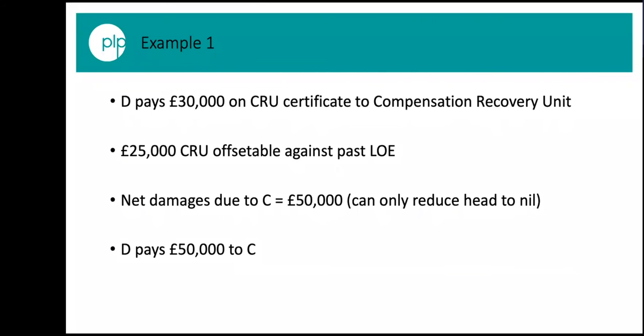So what happened? Well, we know that the defendant pays the £30,000 on the CRU certificate to the Compensation Recovery Unit. The next question is, what is offsettable? Because the benefits listed on the certificate are offsettable against past loss of earnings, and past loss of earnings is £25,000, £25,000 of the damages are offsettable. So the net damages due to the claimant are £50,000, and that is the figure that the defendant pays to the claimant.